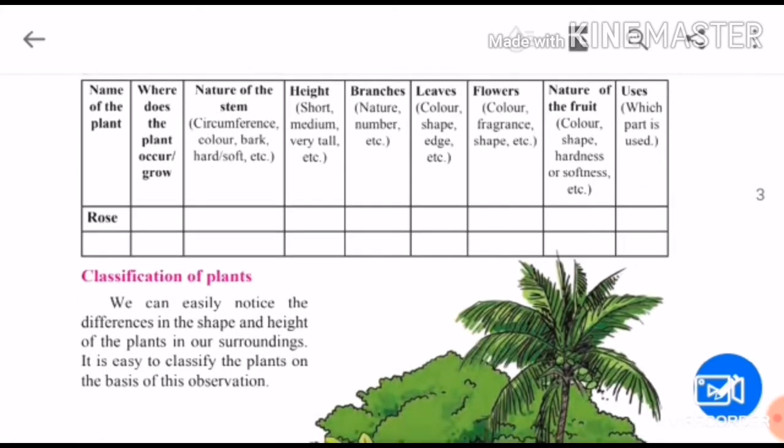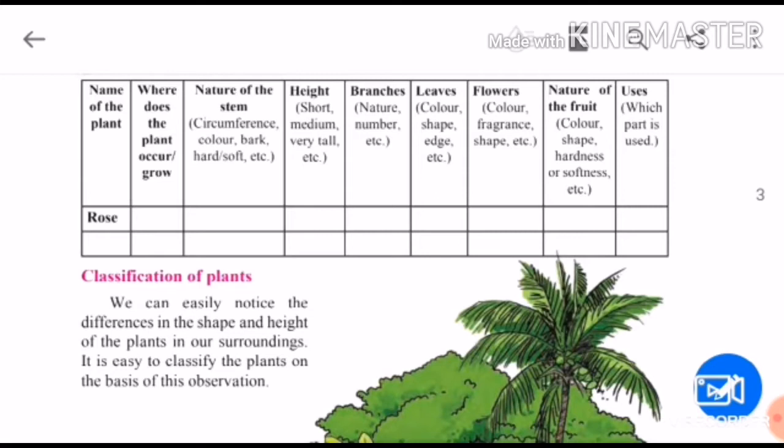Name of the plant. One example they have given is rose. Any plant you can observe, write its name in the first column. Where does the plant occur or grow? Where do you find that plant? In the garden, you can write it like this. Nature of the stem: how is the stem? Color of the stem, dark brown and so on. Hard or soft while touching, how you feel the stem, you can write it. Height of the plant: you can observe whether it is very tall, medium height, or very short. Branches: you can count the number of branches and write it.